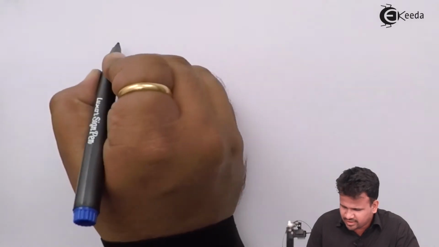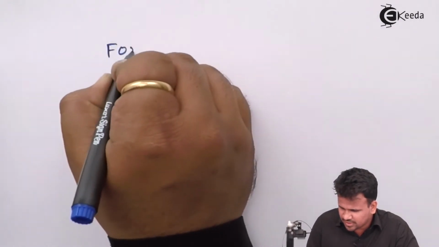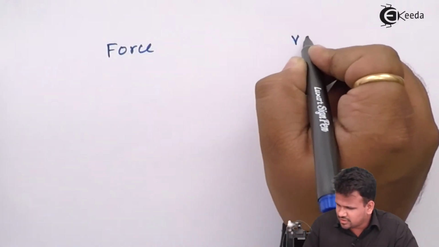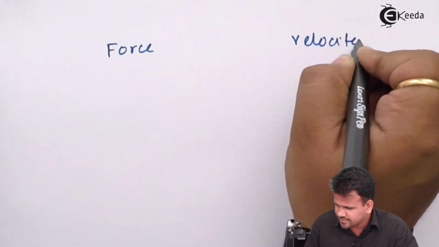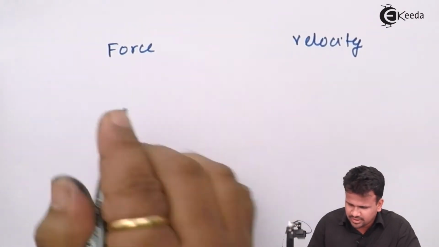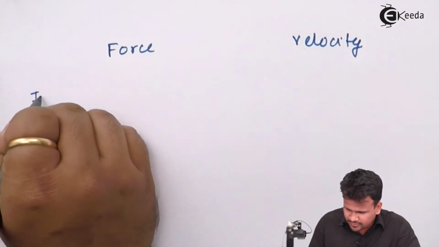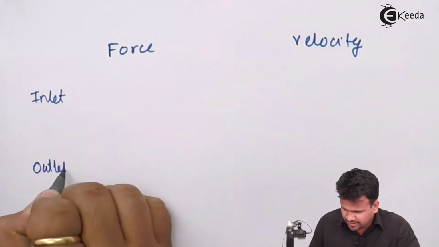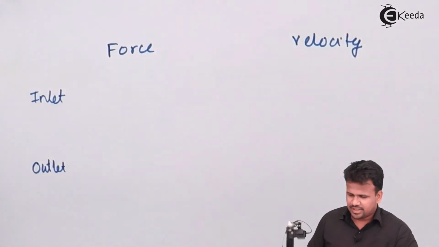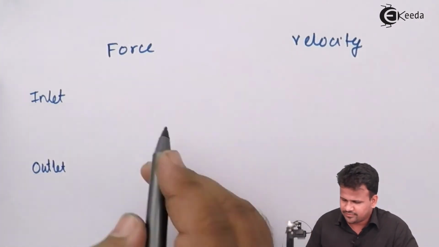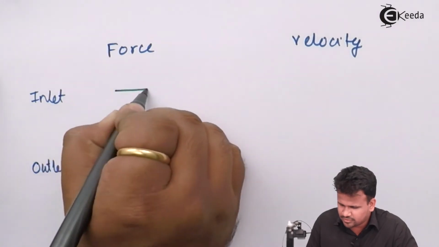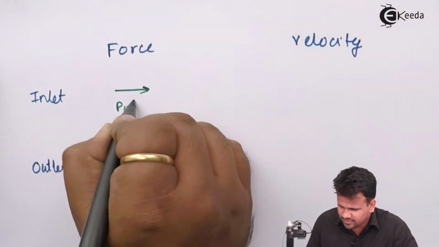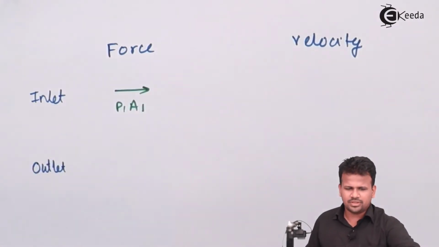So the master diagram will consist of four things. First will be force, then velocity, third thing will be inlet, and the next thing will be outlet. So now let us write down the force. The force at the inlet is going towards right, that is P1 A1 according to our diagram.